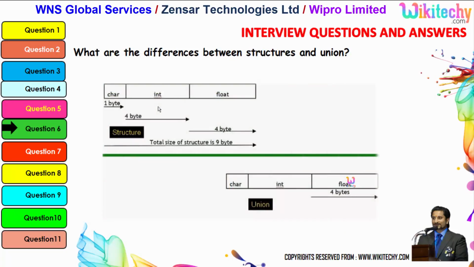Let's move on to the next question, the differences between structures and union. In a structure, you are able to see the addition of the individual variables: 1 byte, 4 byte, 4 byte, so 9 bytes, 1 plus 4 plus 4. Over here, 1 byte, 4 byte and 4 byte, the maximum is 4 byte, so here the total size is 4 bytes. That's the difference.